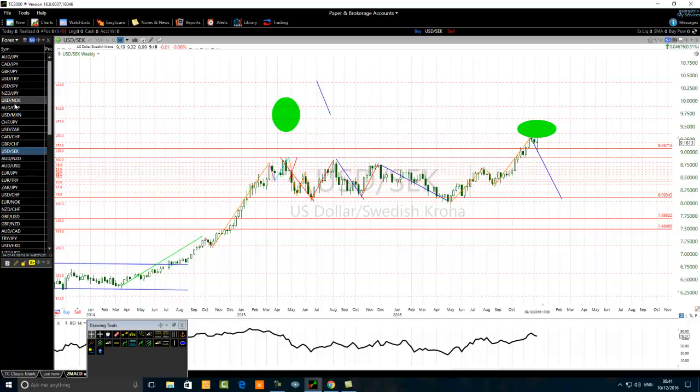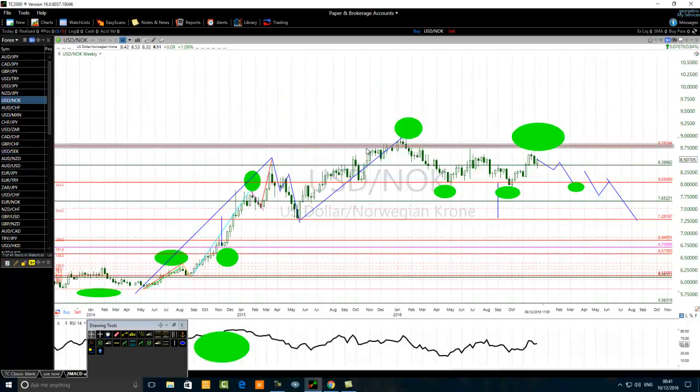All right, here it is. I'm going to bring here the Norwegian krone, the US dollar, Norwegian krone. You see, I have counted here 1, 2, 3, 4, 5, and now we have a flat correction 1, 2, 3, and this is the B part of the flat correction, bringing the price to the 161.8% Fibonacci extension level of the fifth wave.